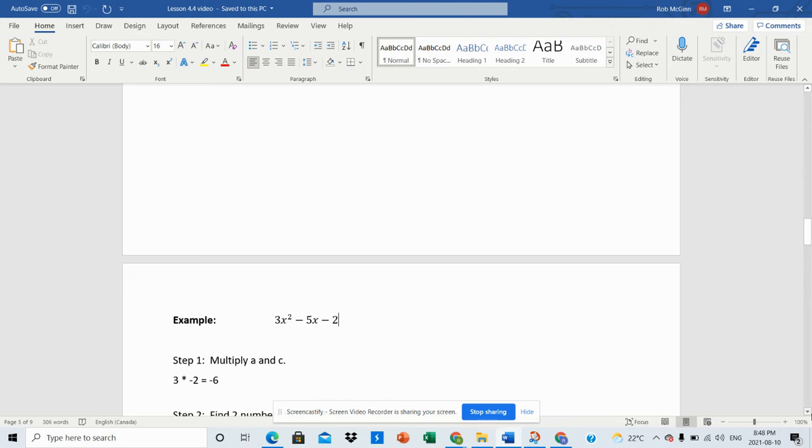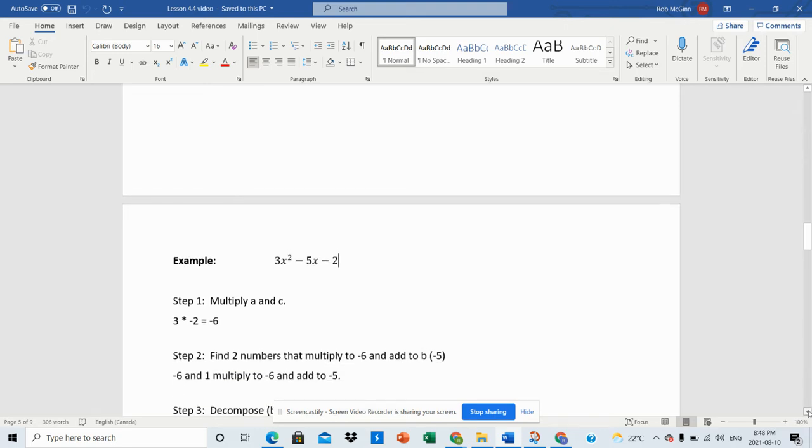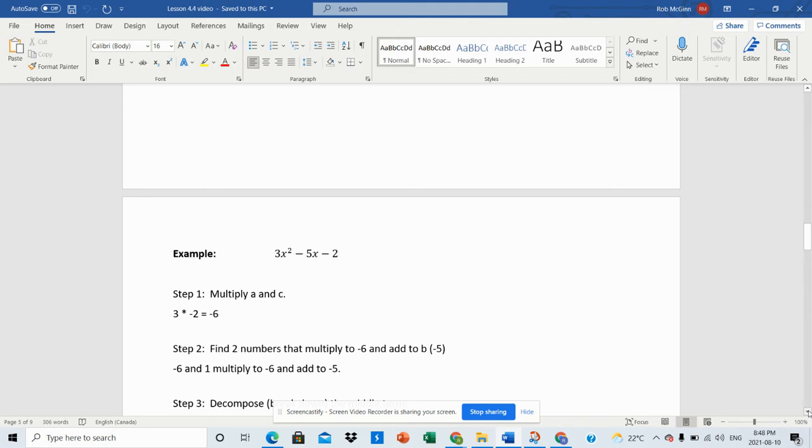So I can think about those. Okay, I need two numbers that multiply to negative 6. Because they multiply to negative 6, we know that one number is positive and one number is negative. They're also going to add to negative 5, so once again, our larger number is going to be the negative number. So two numbers that multiply to negative 6 and add to negative 5 are negative 6 and positive 1. Negative 6 times 1 multiplies to negative 6 and adds to negative 5.